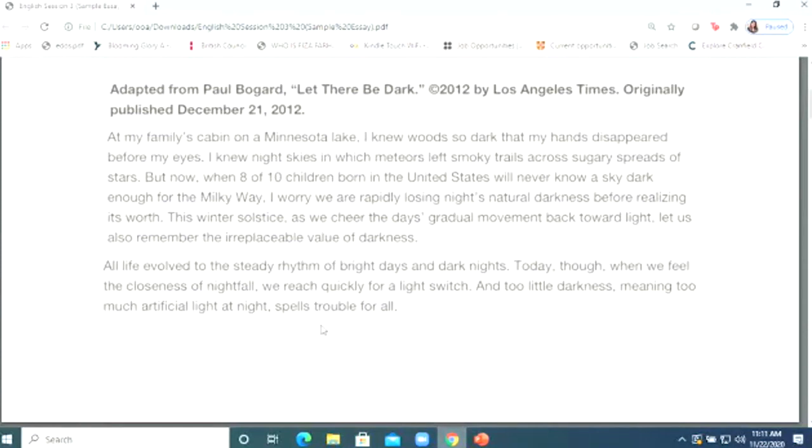All life evolved to the steady rhythm of bright days and dark nights. Today, though, when we feel the closeness of nightfall, we reach quickly for a light switch. And too little darkness, meaning too much artificial light at night, spells trouble for all.